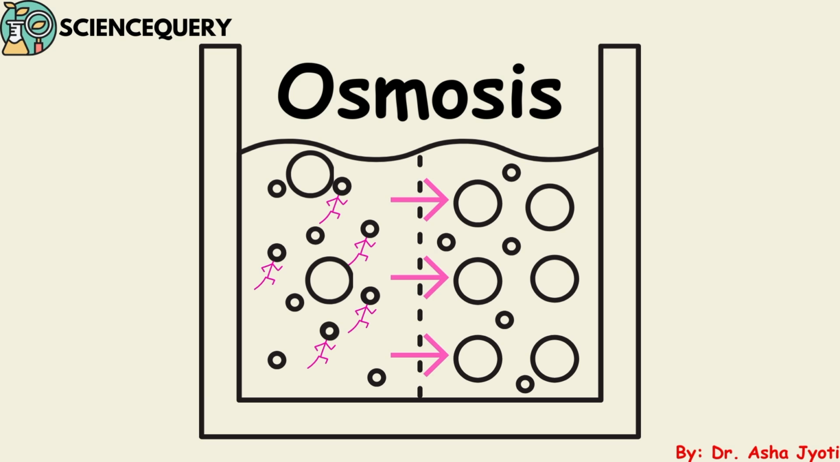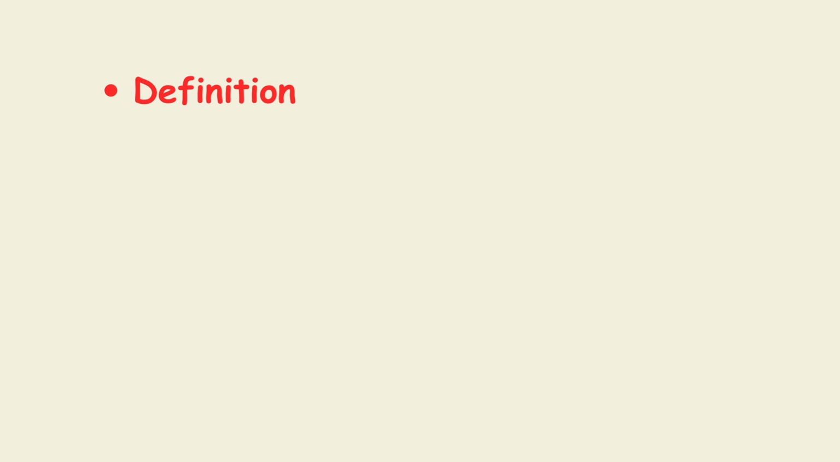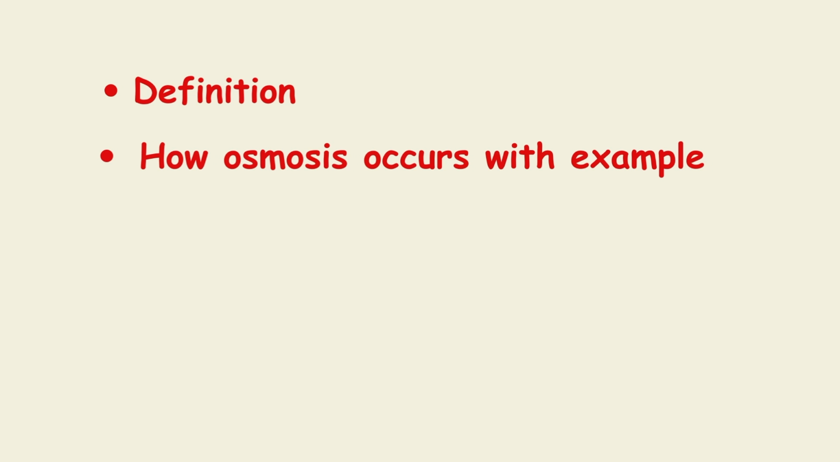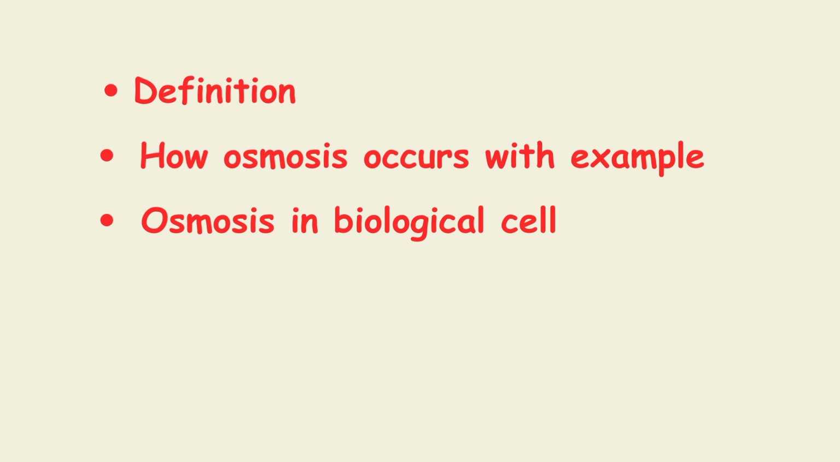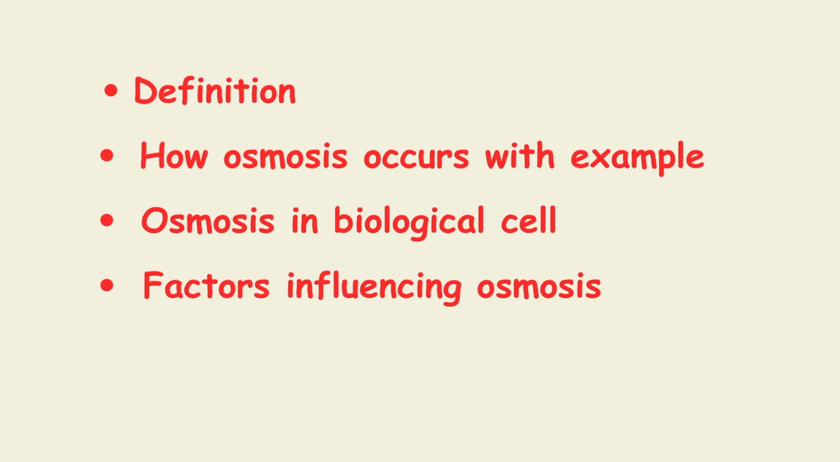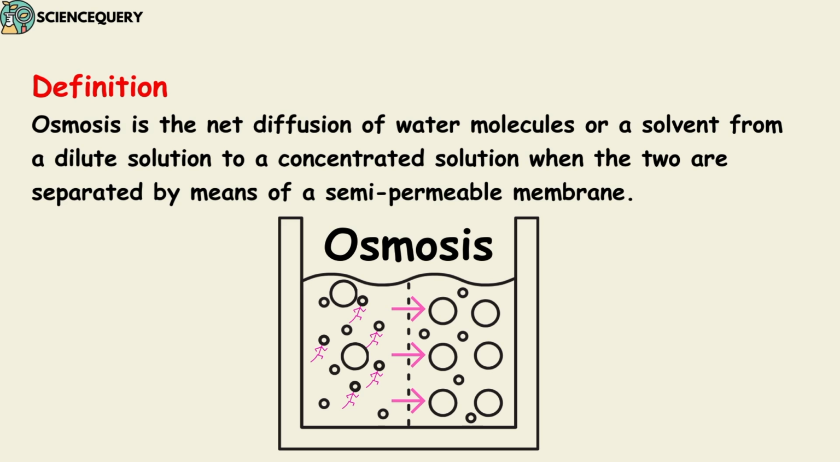In the next 6 minutes, I am going to talk about osmosis, and the main points which I am going to cover are definition, how osmosis occurs with an example, osmosis in biological cell, factors influencing osmosis, and finally test your knowledge. Now let us see the definition of osmosis.